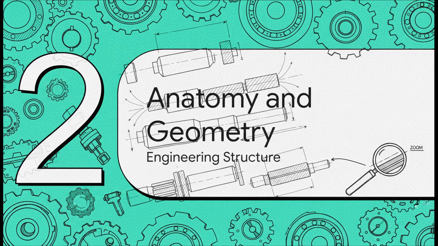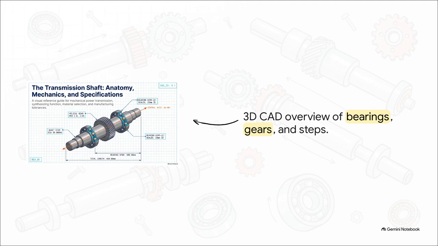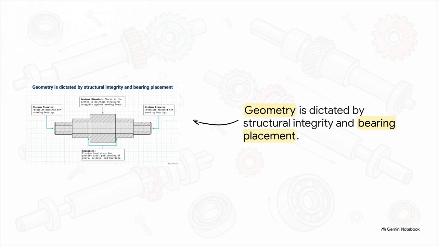Moving into Section 2, Shaft Anatomy and Geometry, Engineering the Structure. Out in the real world, a shaft doesn't just sit there in isolation. It has to seamlessly interact with bearings for support and helical gears to transfer torque. It also needs varying diameters to fit all these components perfectly, all while maintaining total stability under high-speed, really heavy loads. Because of this, the geometry of a shaft is incredibly intentional.